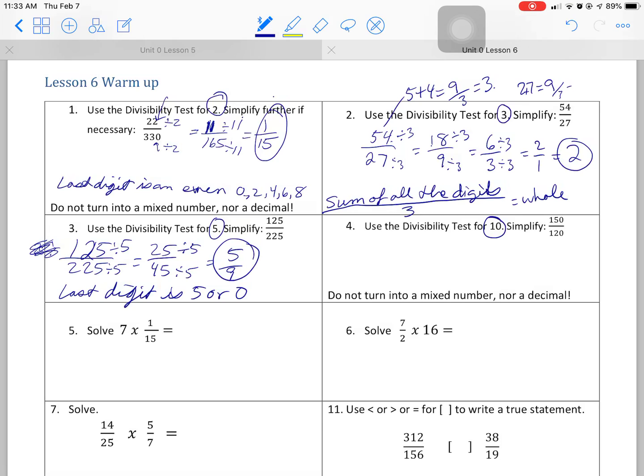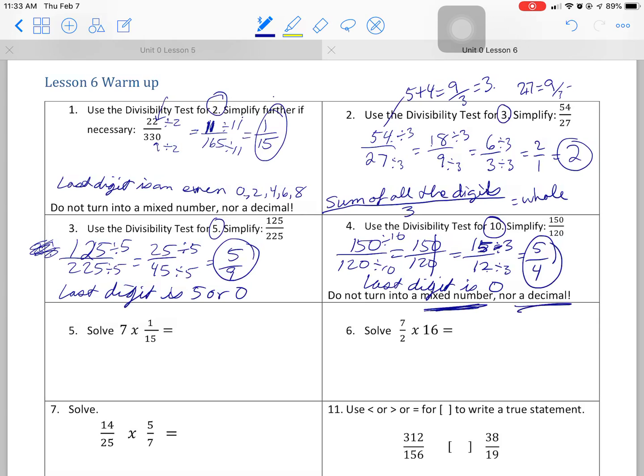There's a 10. Most people know that if you're looking at something with a 0 on the end, so last digit is 0, they divide this by 10 and this by 10, and what you're going to see people do is they're just going to go like that. That's dividing by 10. So you get 15 over 12, and then 1 plus 5 is 6, so you can divide this by 3. 1 plus 2 is 3, so you can divide that by 3. Use the divisibility rule for 3. That gets you the 5 over 4. Okay? No mixed number, no decimal.